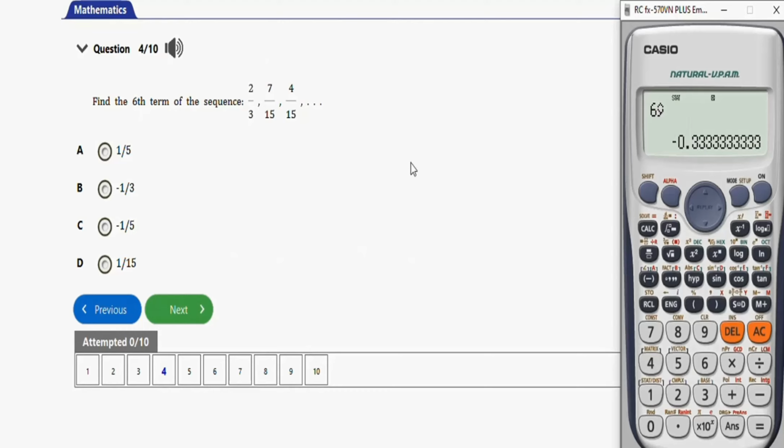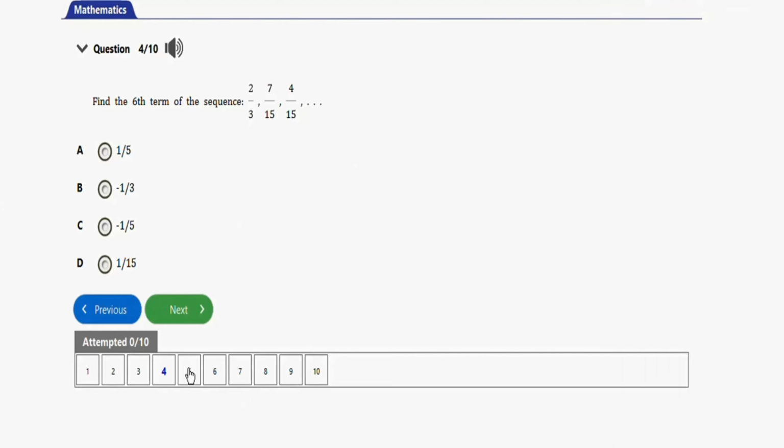So this is definitely an AP sequence. So the right option is option B. Minus 0.33 is the same thing as minus 1/3. Okay, so that's it for this question. Let's solve the next question, which is this one.